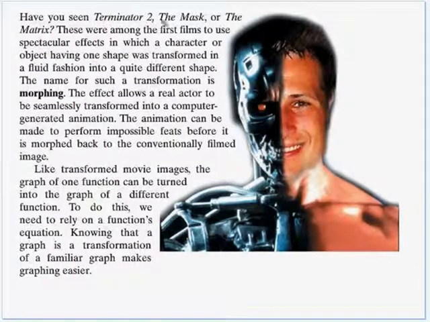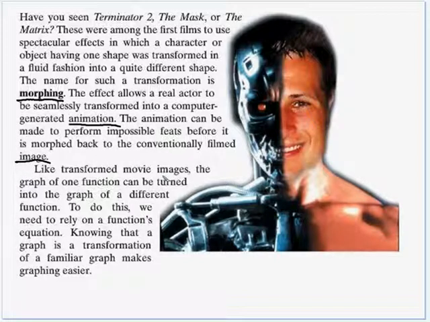Have you seen the movie Terminator 2, The Mask, or The Matrix? These were among the first films to use spectacular effects in which characters or objects having one shape are transformed in a very fluid fashion to a different shape. The name of such a transformation is a morphing. The effect allows a real actor to be seamlessly transformed into a computer-generated animation. The animation can be made to perform impossible feats before it's morphed back to a conveniently filmed image.